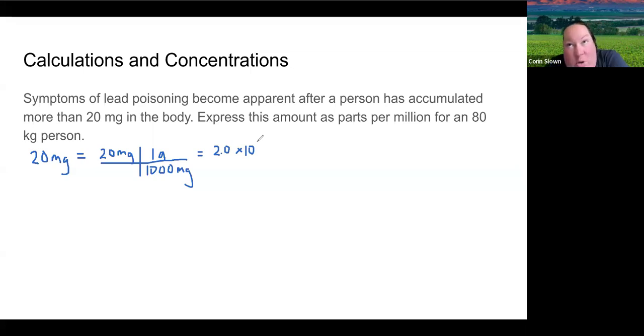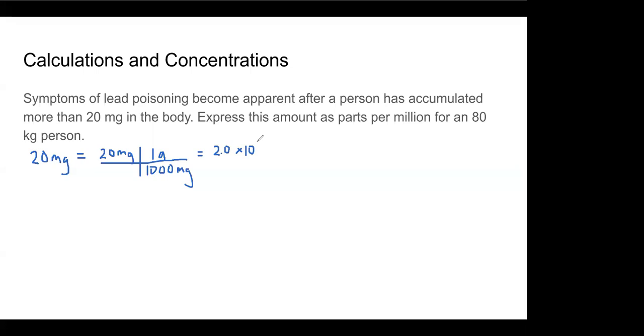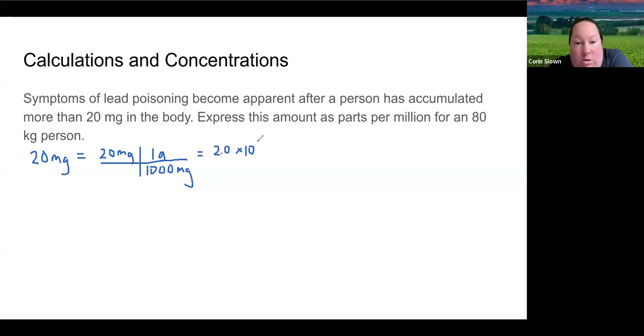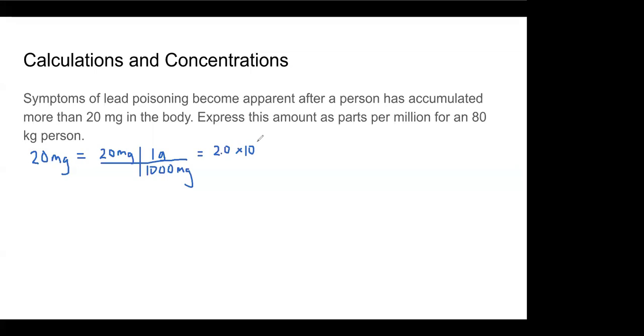Is it -2, -3, or -4? If it's 20 divided by 1,000, would it be -3? So, right, 20... Well, -2, because you put... nice job.